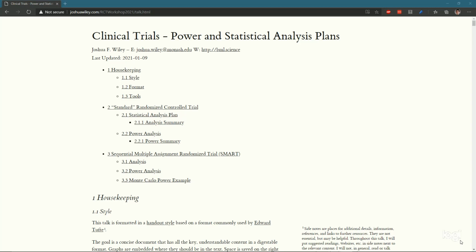Today I'm going to be talking about power and statistical analysis plans for clinical trials. You can see an outline of my talk and what I'm going to go over here. I'll begin with some housekeeping and then talk about statistical analysis plans and power analysis for a standard two-arm randomized controlled trial before talking about a newer type of design, sequential multiple assignment randomized trials, or SMART designs.